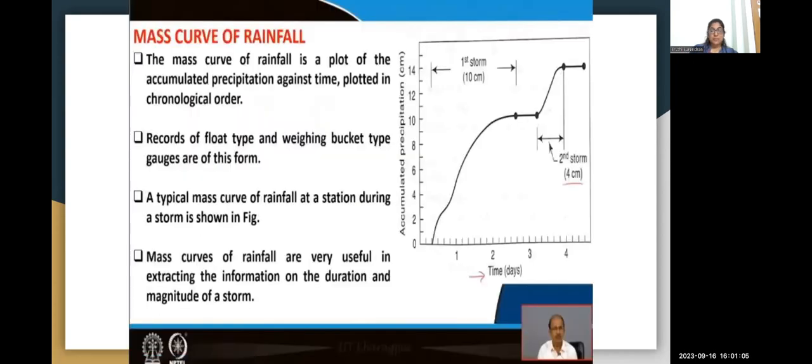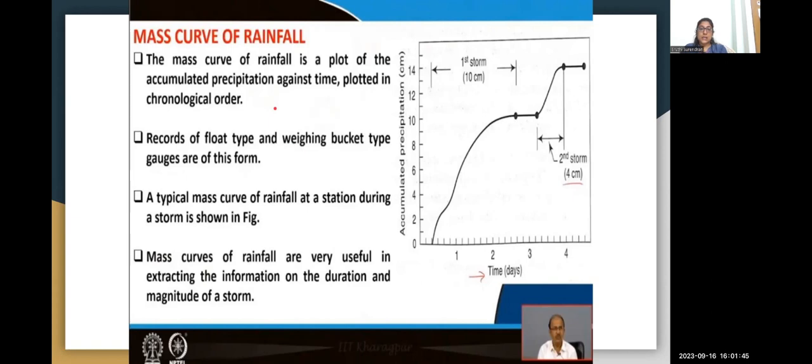Okay, so the mass curve of the rainfall is nothing but a plot between the accumulated precipitation versus time in the chronological order. Chronological order means you order it in such a way that the first value will be the rainfall that has occurred first, until the later time. So what is the rainfall that occurred in the first day, the second day, the third day, fourth day? All the rainfall values will be arranged in that order, and then the accumulated rainfall will be found out, and that will be plotted together versus time.